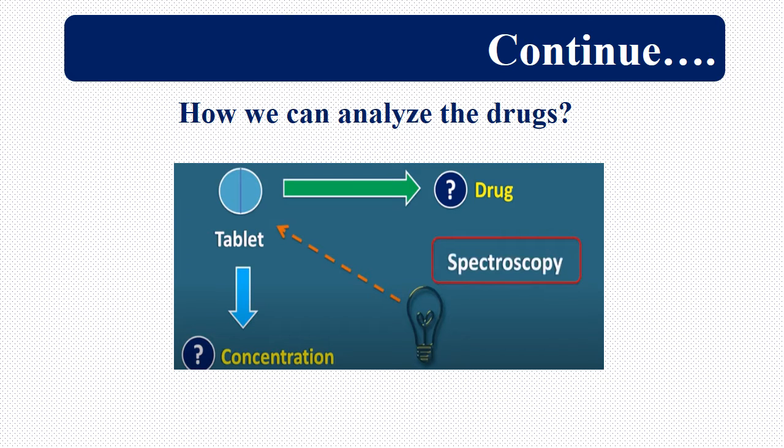Now this electromagnetic radiation can scan this tablet. It can see what drug is present in the tablet as well as how much concentration of the drug is present. So this is the fundamental of one of the techniques, spectroscopy. So in this spectroscopy, we are going to use the electromagnetic radiation in order to identify the drugs as well as to determine their concentration.